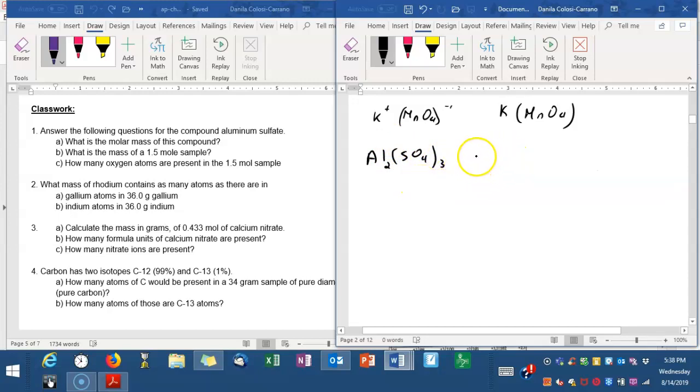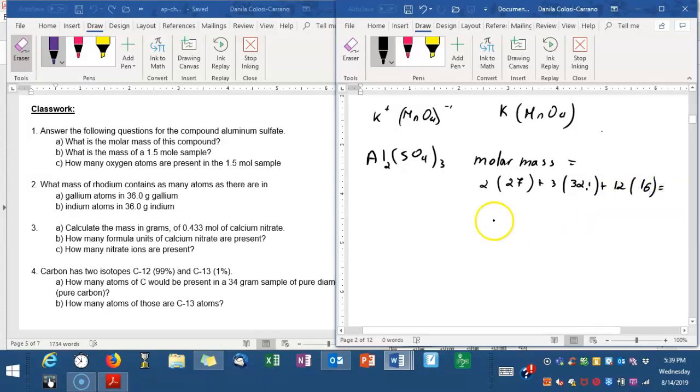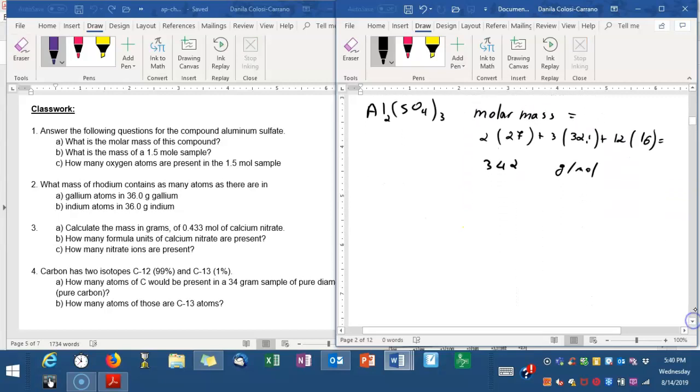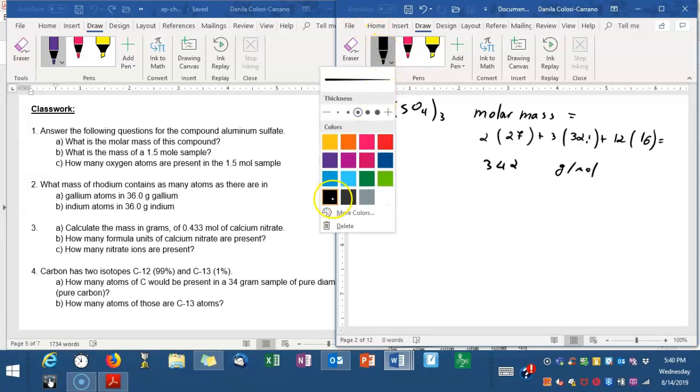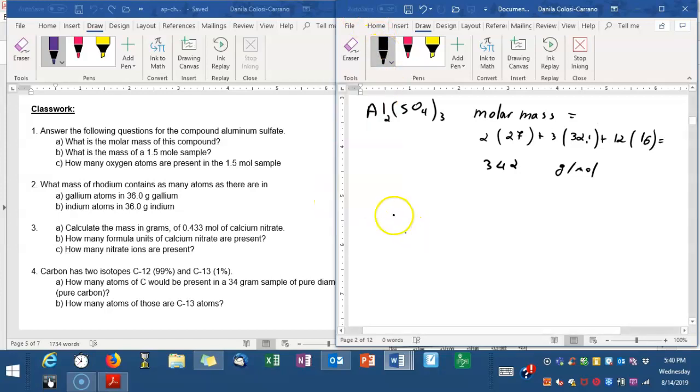Well, molar mass is equal to, so you have 2 of the aluminum, and 3 of the sulfur, 32.1, and 12 of the oxygen. And you add them up, 342. So this is for A.